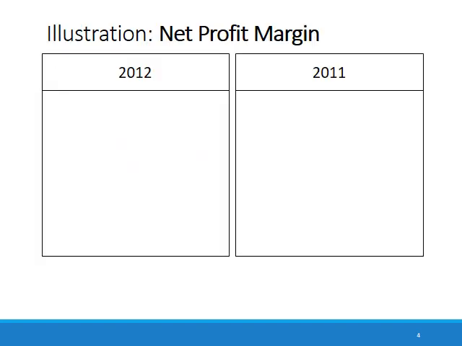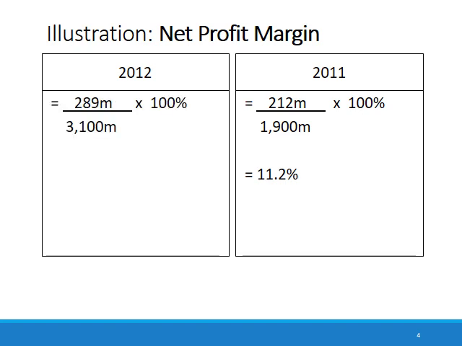Let's look at the illustration for net profit margin. For the year 2011, we have 212 mil divided by 1.9 billion times 100%, which gives you 11.2%. For the year 2012, we have 289 mil divided by 3.1 billion times 100%, which gives you 9.3%. This shows a declining profit performance. It's not a good sign.